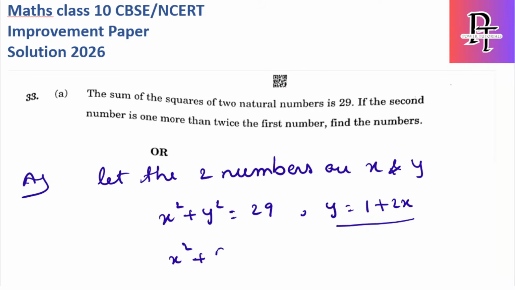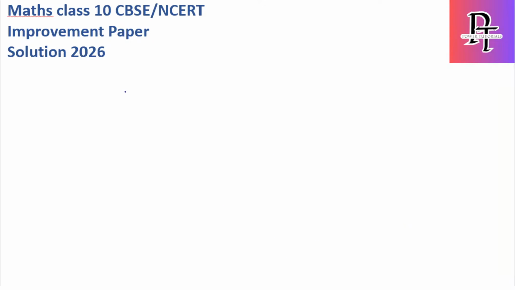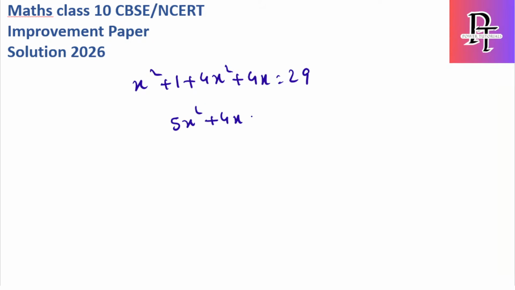I'll get x square plus (1 plus 2x) whole square is equal to 29. So this I will get x square plus 1 plus 4x square plus 4x is equal to 29. So this becomes 5x square plus 4x minus 28 is equal to 0. So let's find the factors of 28 into 5, which is 140. I need to get the factors of 140.